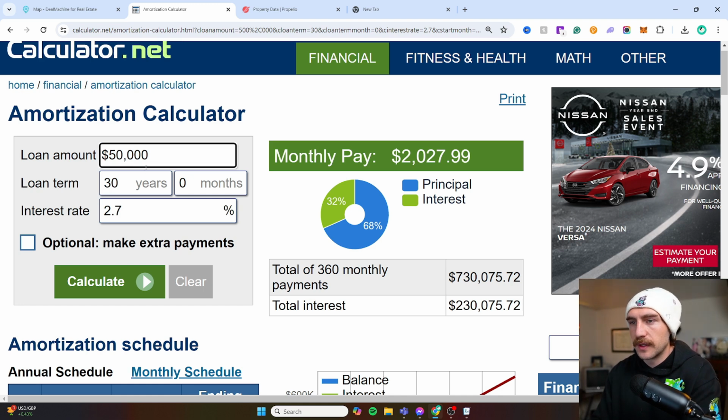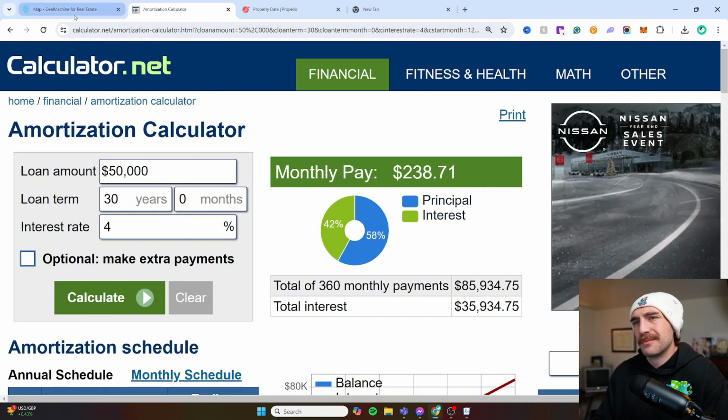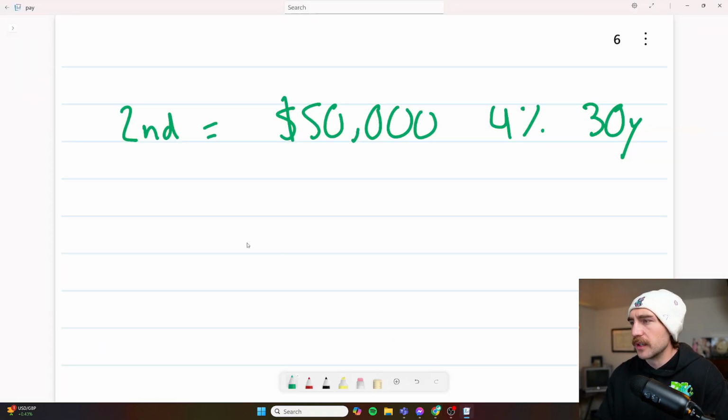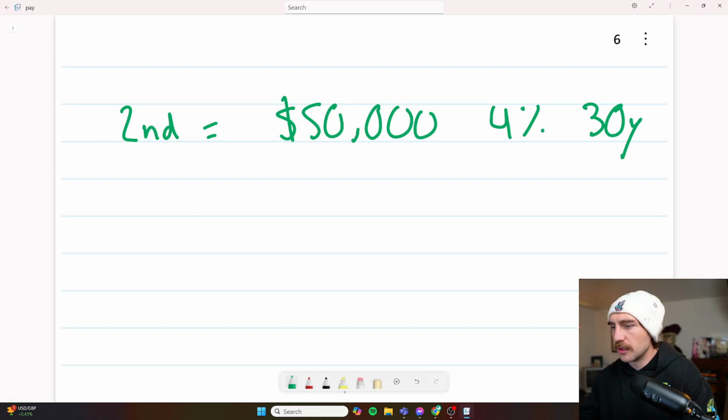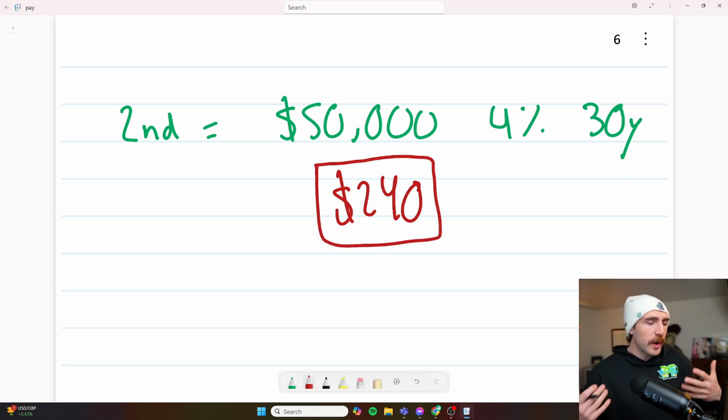We're going to put 50,000, 4% interest, 30 years, $240 a month. We're rounding up, boys and girls. So $240 a month. I'm not putting that in green because that's disgusting. I'm paying $240 per month in solar panels. What are these worth resale, guys? What do I assess solar panels at?